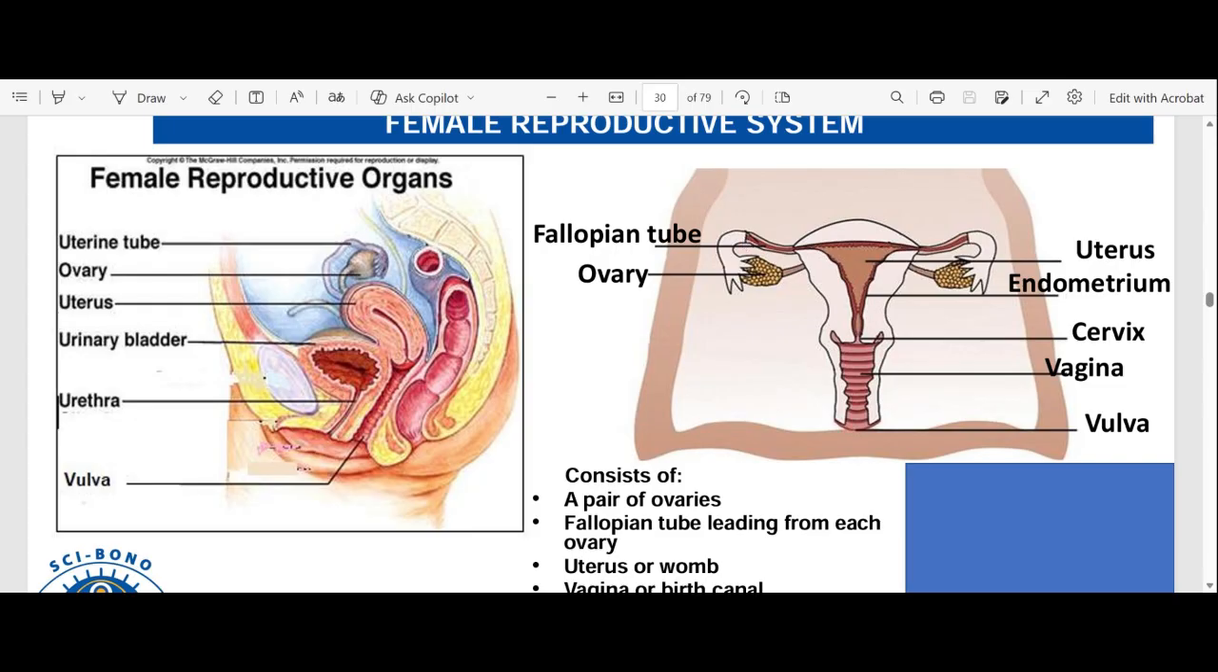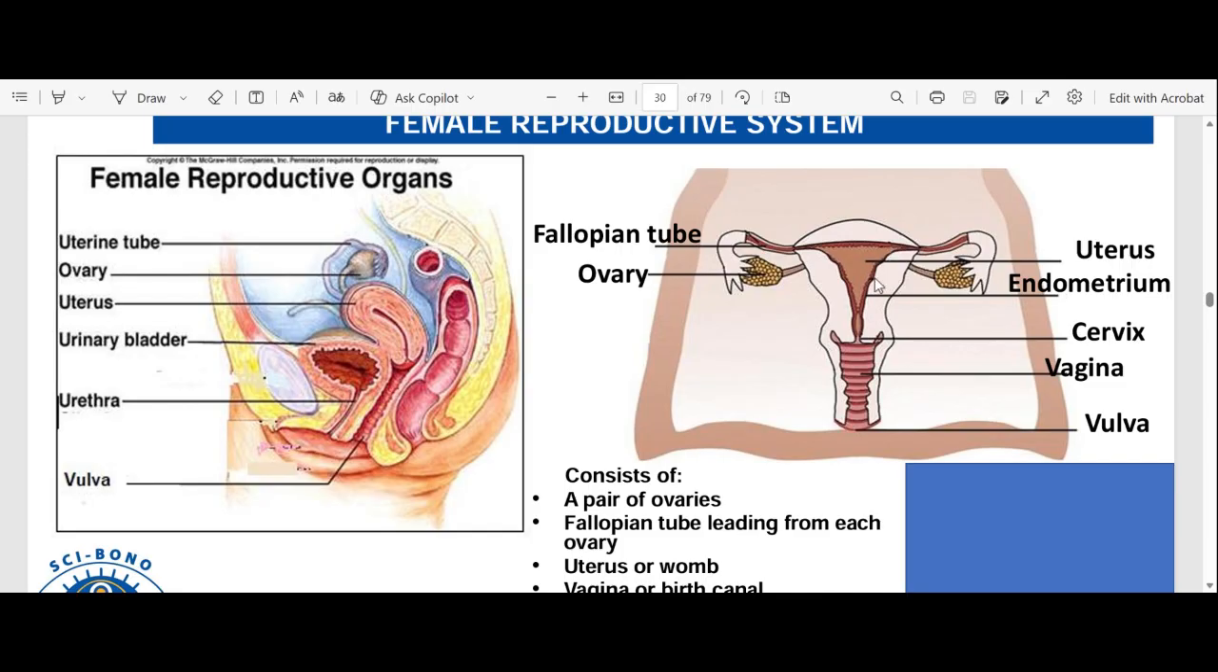Then we move away from the fallopian tubes. We go to the uterus. So what's the function of the uterus? The function of the uterus is that it allows for implantation of the embryo, or it carries the embryo during pregnancy or during gestation. I hope that makes a lot of sense.